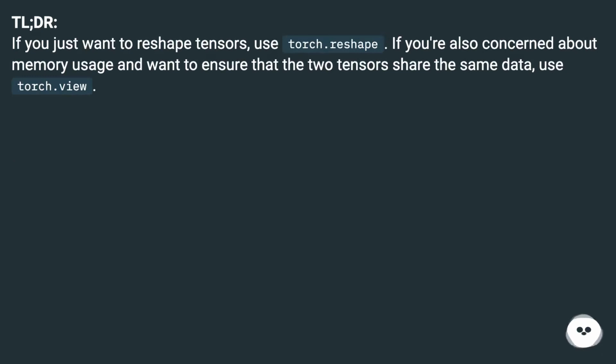TL;DR: if you just want to reshape tensors, use torch.reshape. If you're also concerned about memory usage and want to ensure that the two tensors share the same data, use torch.view.